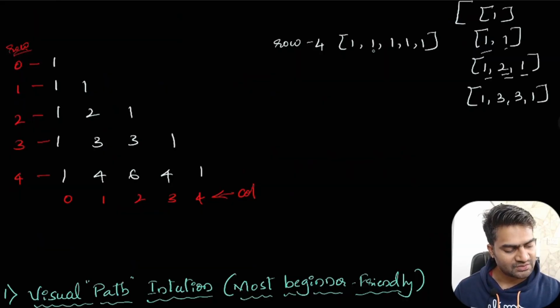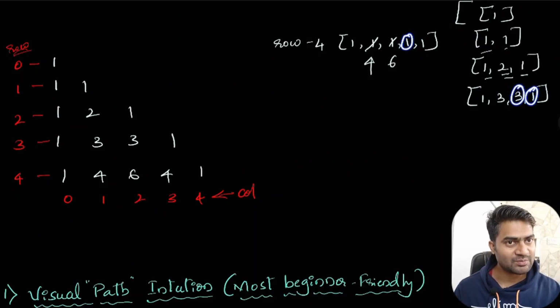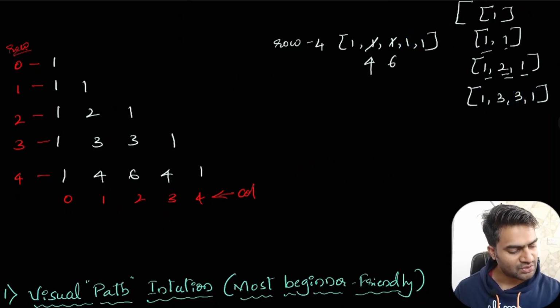Now for this value, I will add up these two values from the result array. So basically it will give us 4, correct, right? So I will change this with 4. Then for this value, it will be this value plus this value, which is 6. So I will replace this with 6. Next, for this value, I will refer this and this and sum it up. So it gives us 4, so I will replace this with 4. So my array would be 1, 4, 6, 4, 1.